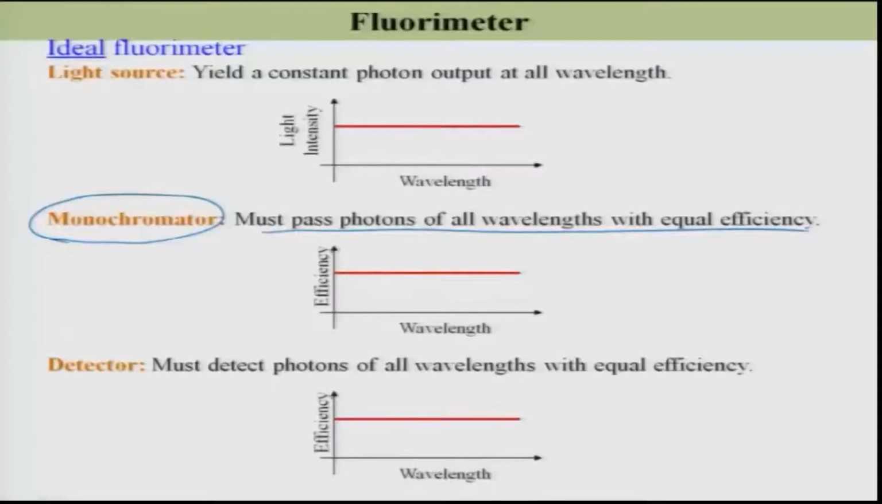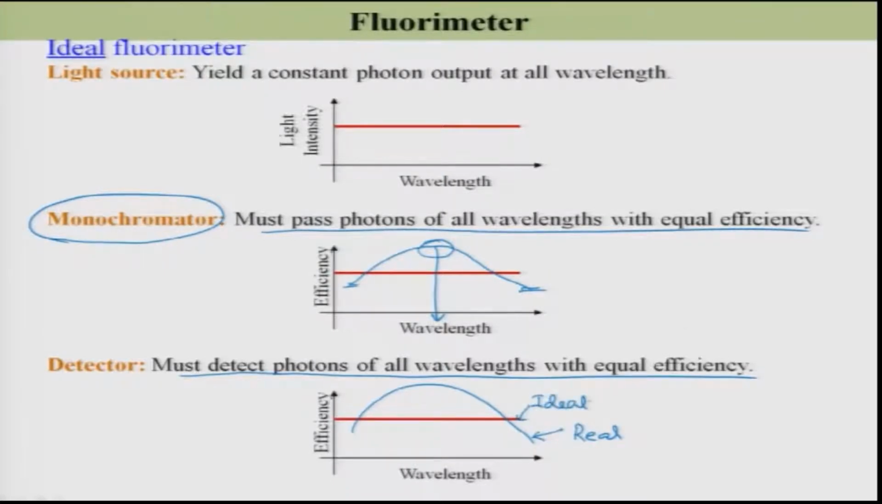Ideally it should be a straight line, but in reality it is not like that, it is something like this. Here the efficiency of this particular wavelength to pass through the monochromator is more compared to this wavelength and this wavelength. Similarly, an ideal detector must detect photons of all wavelengths with equal efficiency. So, I must get a horizontal line like this, but in reality this is not the case. The detector efficiency is also of this kind of shape. So, this is the real, and this red one is ideal.